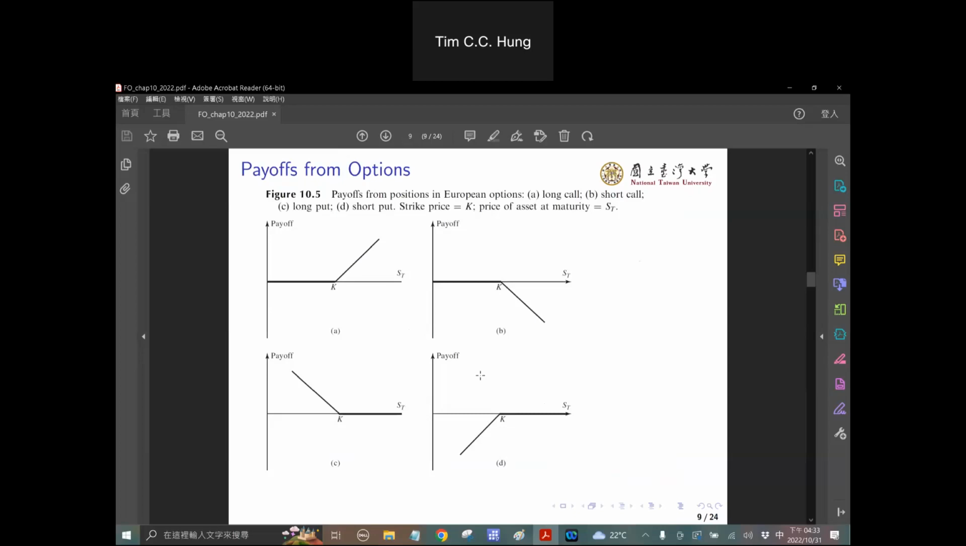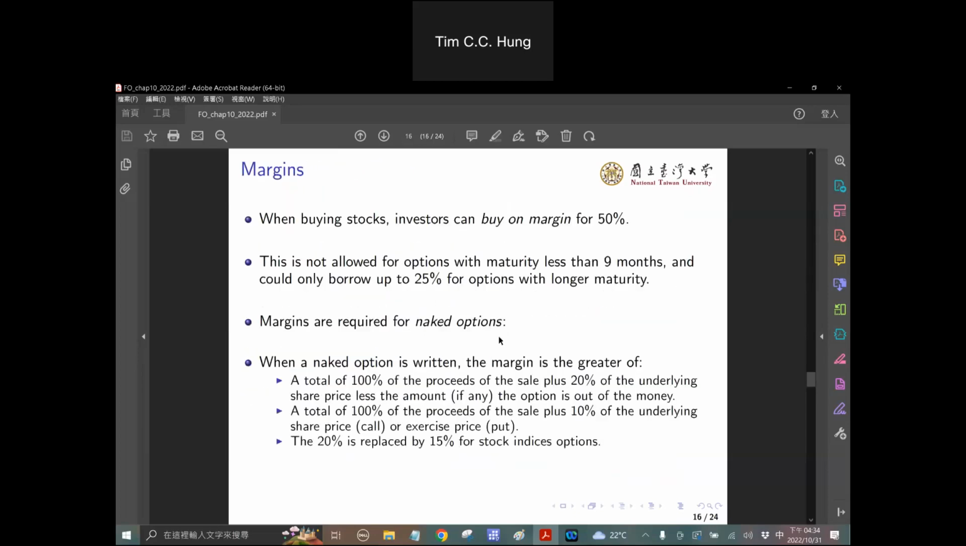But if you are underwriting a call option or a put option, then they will ask you to post some money, and that's the rule for calculating how much margin they will ask you to post. It's the larger of the two: either 100% of the price of the option itself plus 20% of the underlying asset's price, minus the amount that is out of the money, or just 100% of the proceeds of the option itself plus 10% of the underlying asset. That's the definition.